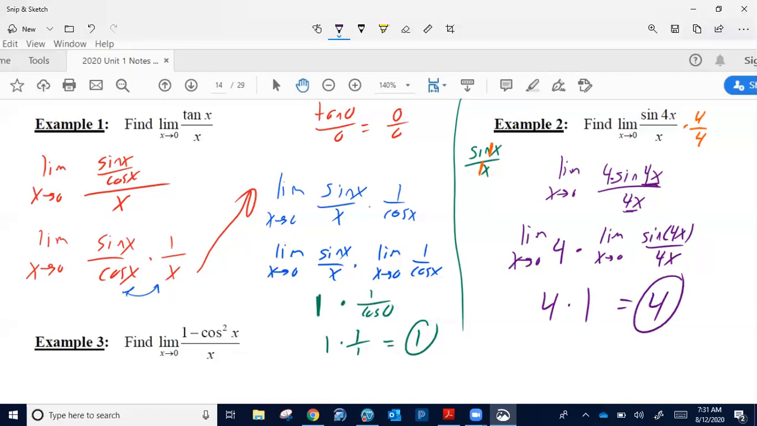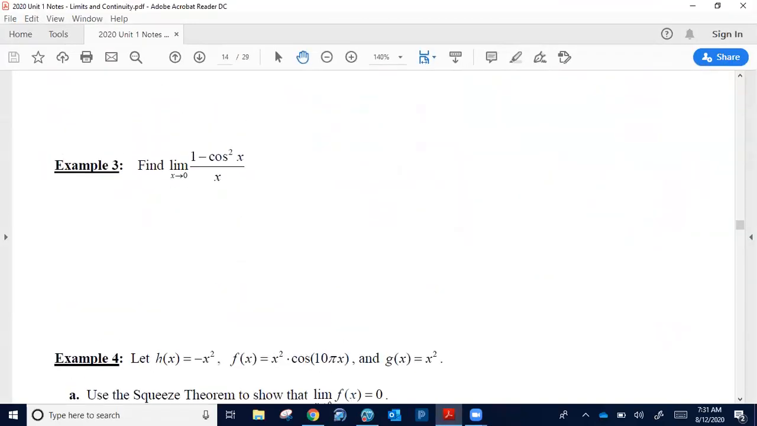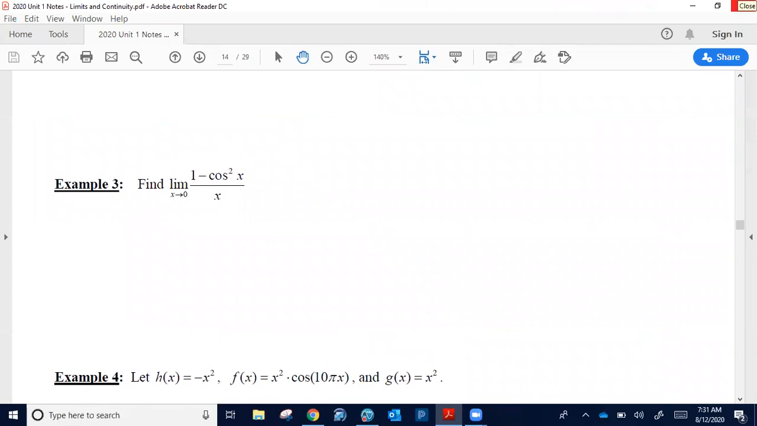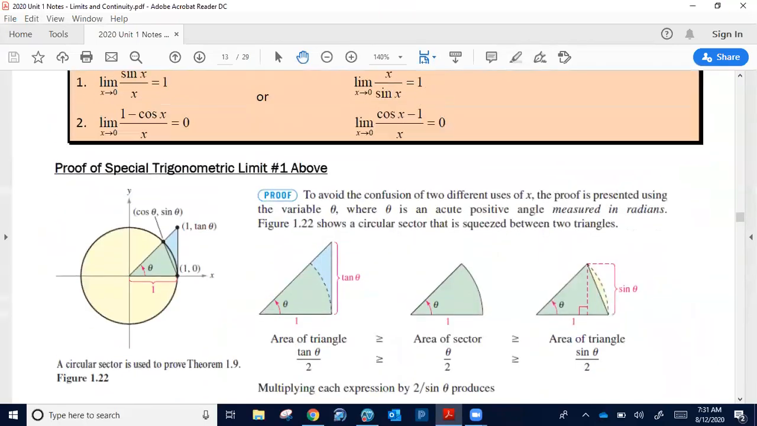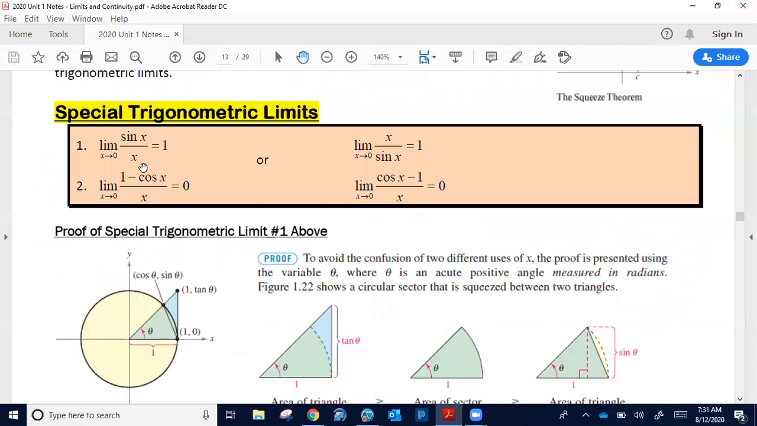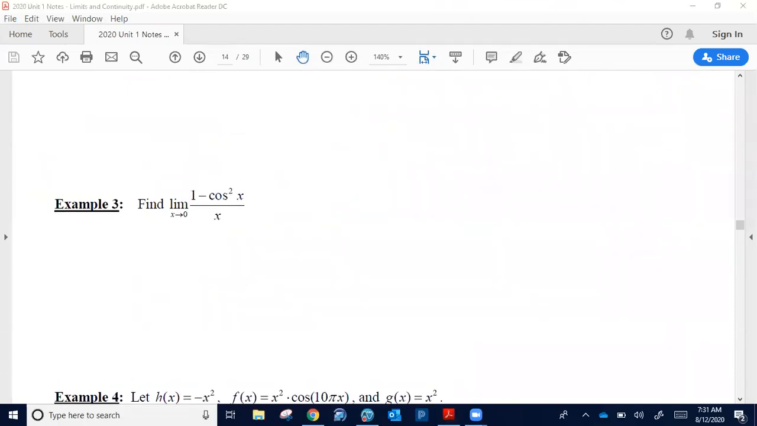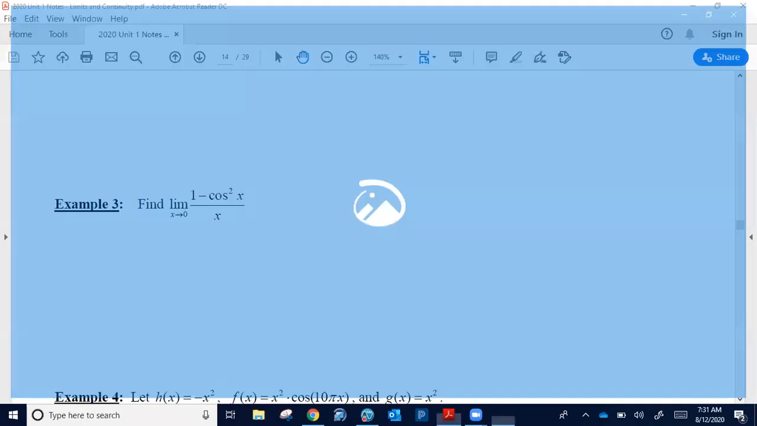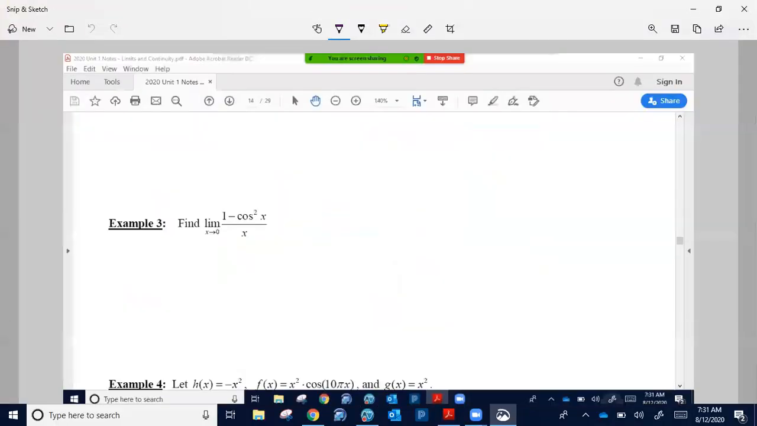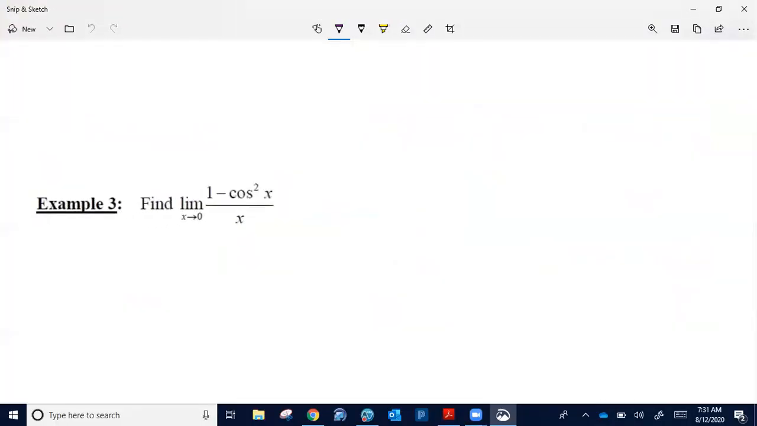All righty. So one more of these. Limit x approaches 0, 1 minus cosine squared x over x. Again, these formulas, that's close, but we're probably going to want 1 minus cosine x over x. What we have is not quite what we're looking for here. And I can't plug in 0 because that's going to give me a 0 on top of a 0.